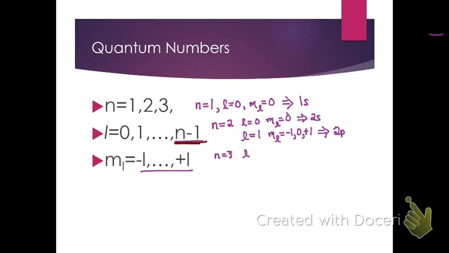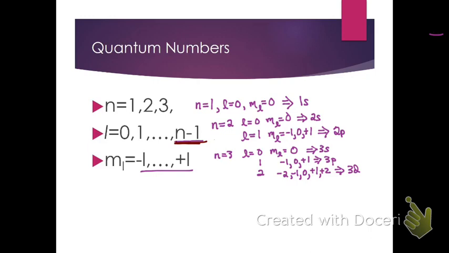When n is equal to 3, we can have L equal to 0, 1, or 2. All right, and again, we have the same limitations as before. When L is equal to 2, we have the range from negative 2 to plus 2, which of course then corresponds to L equals 0 is a 3s orbital, L equal to 1 is the 3p, and L equal to 2, of course, is the 3d.